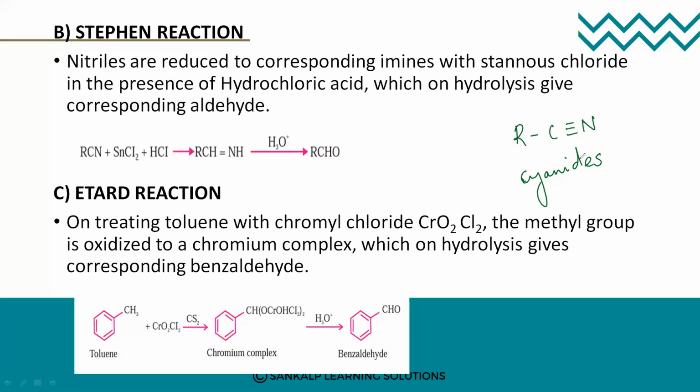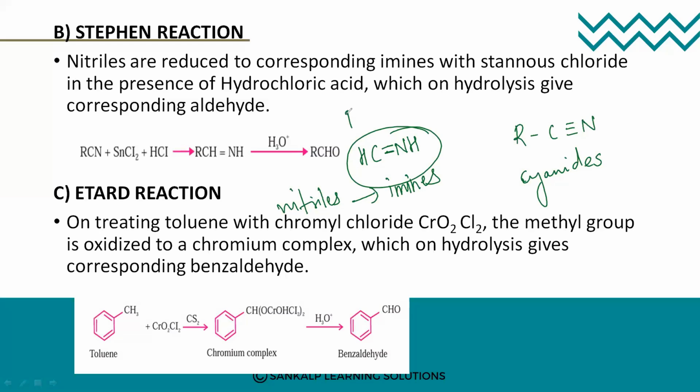So what happens to cyanides? The cyanide group is reduced to imines. What is an imine? A CH double bond NH group. Whenever you have a CH double bond NH group, this is called an imine. So nitriles are reduced. Reduced means you are adding hydrogen.